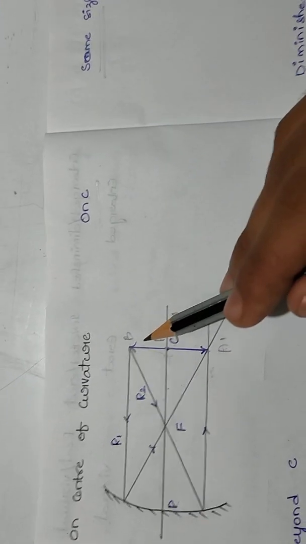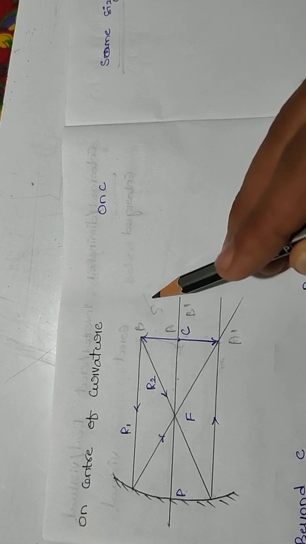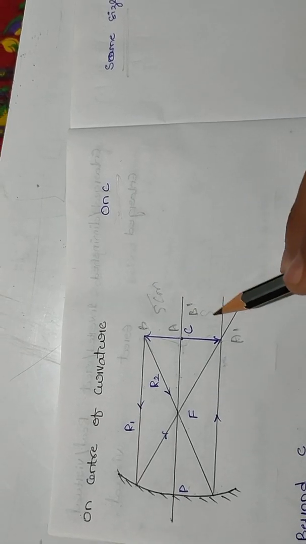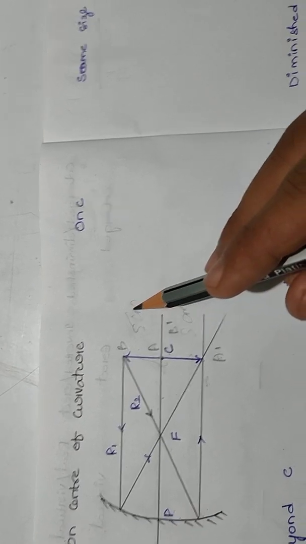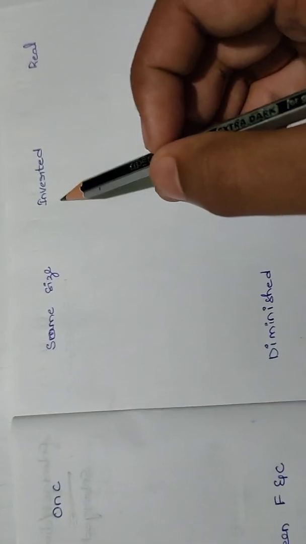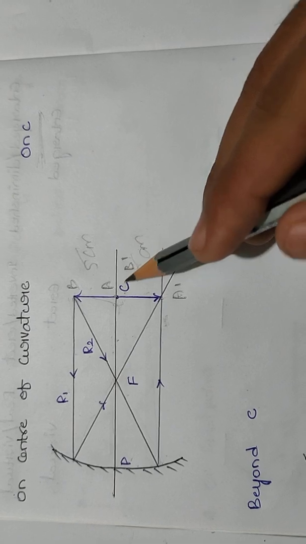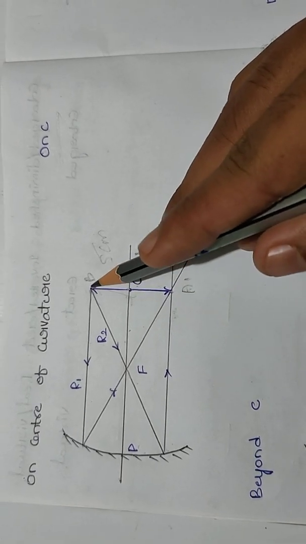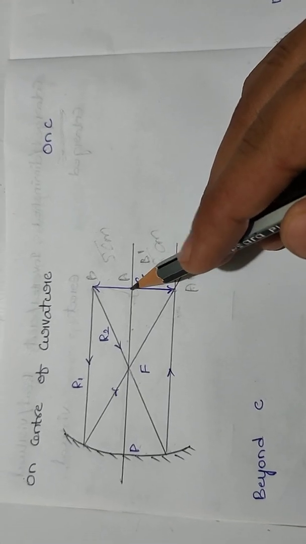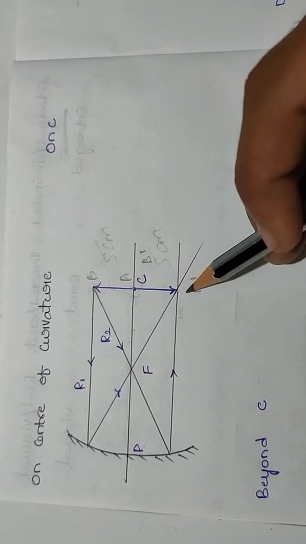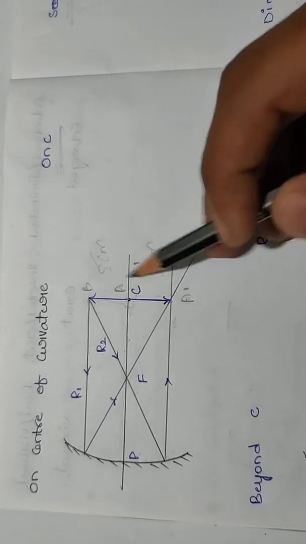If the object is 5 centimeters, then the image would also be 5 centimeters. Same size image formation. Now the image would be an inverted image. See, the arrow is pointing upwards, but here it is pointing downwards, which means the image is upside down. Upside down means inverted image, and the image is real.